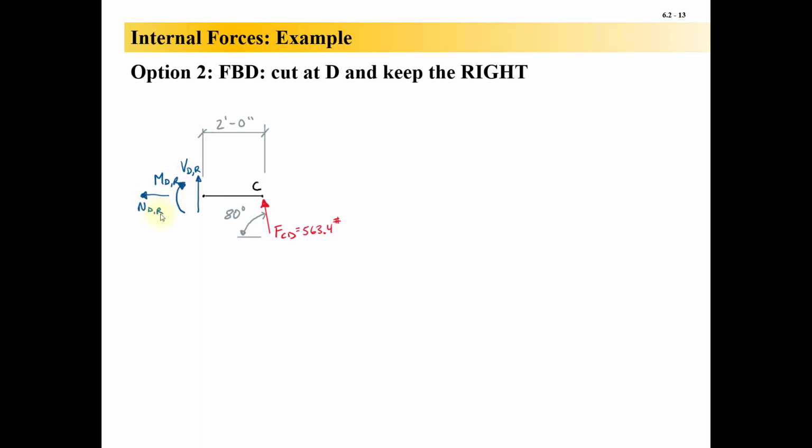Note that the 200-pound force acting at D is not shown because I'm cutting just to the right of it. Maybe it's just an angstrom. I don't care. It's to the right. So the 200-pound force is not on this free body diagram. You keep the parts you're keeping. You get rid of the parts that you're getting rid of. And at the cut surface, you draw all of the internal forces that are there and solve for them.